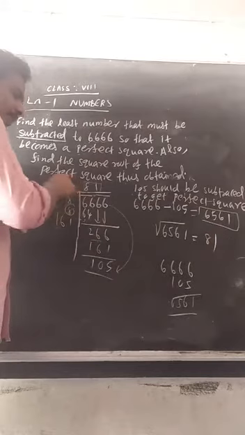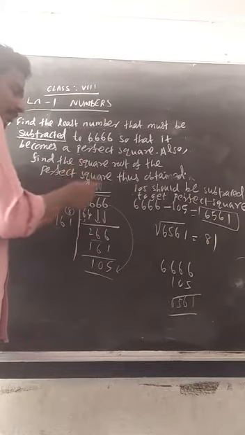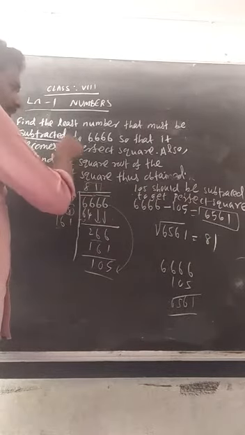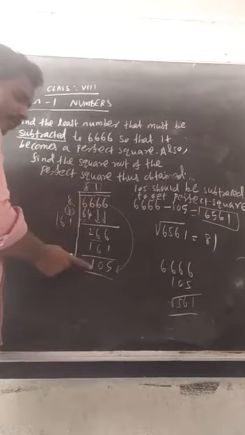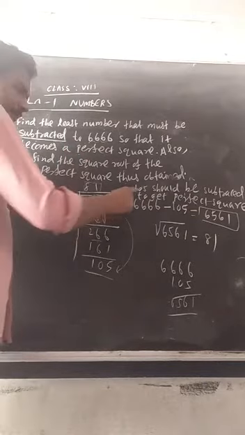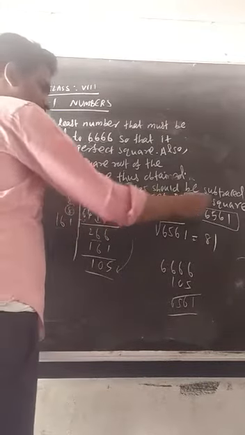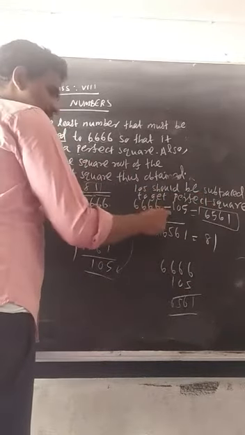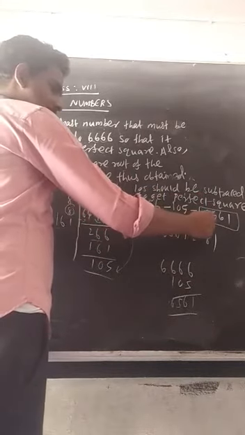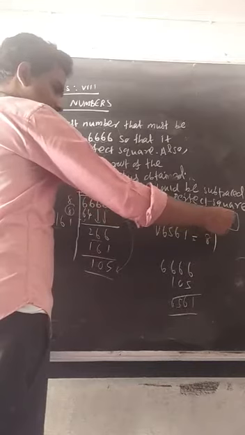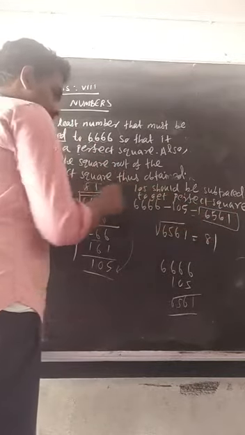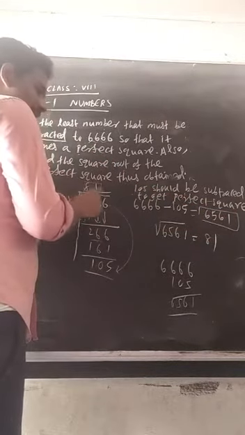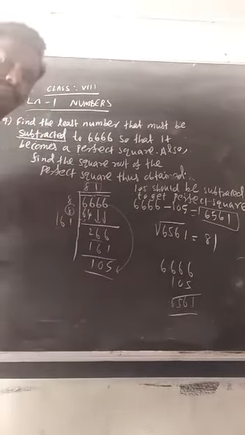In previous sums we had the direct answer, but in this sum they asked what number should be subtracted. So what is the remainder that we have to subtract? 105 should be subtracted to get a perfect square. So I subtracted, and I am getting 6561. This is the perfect square number. So we can get answer 81.